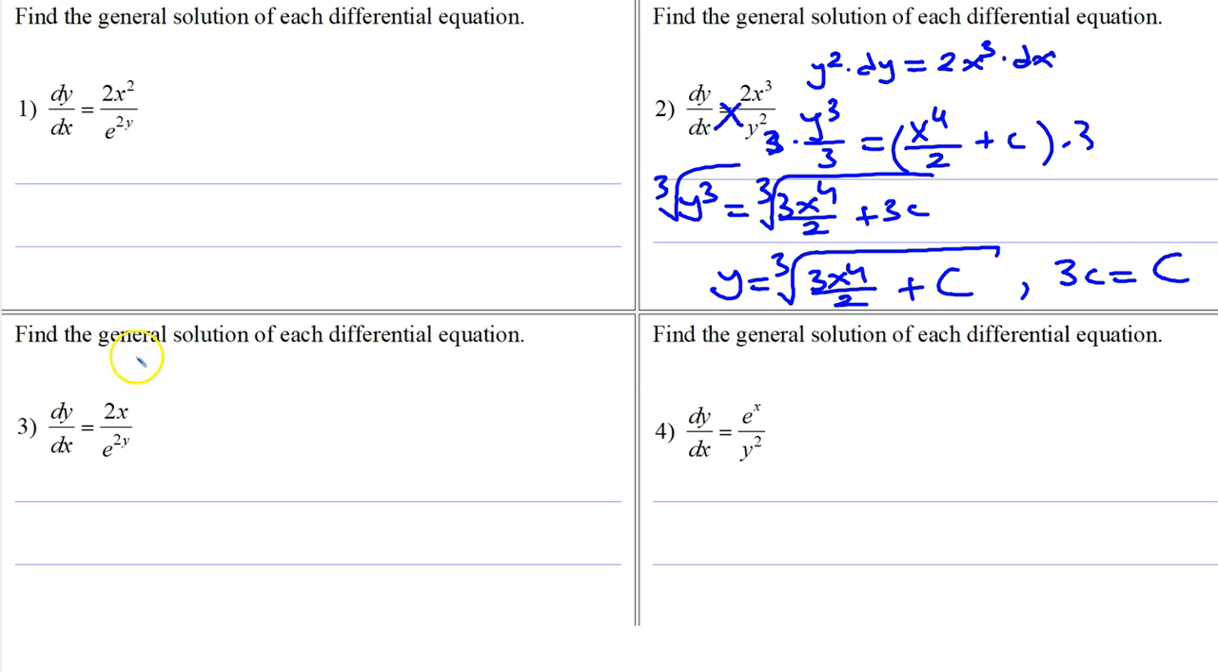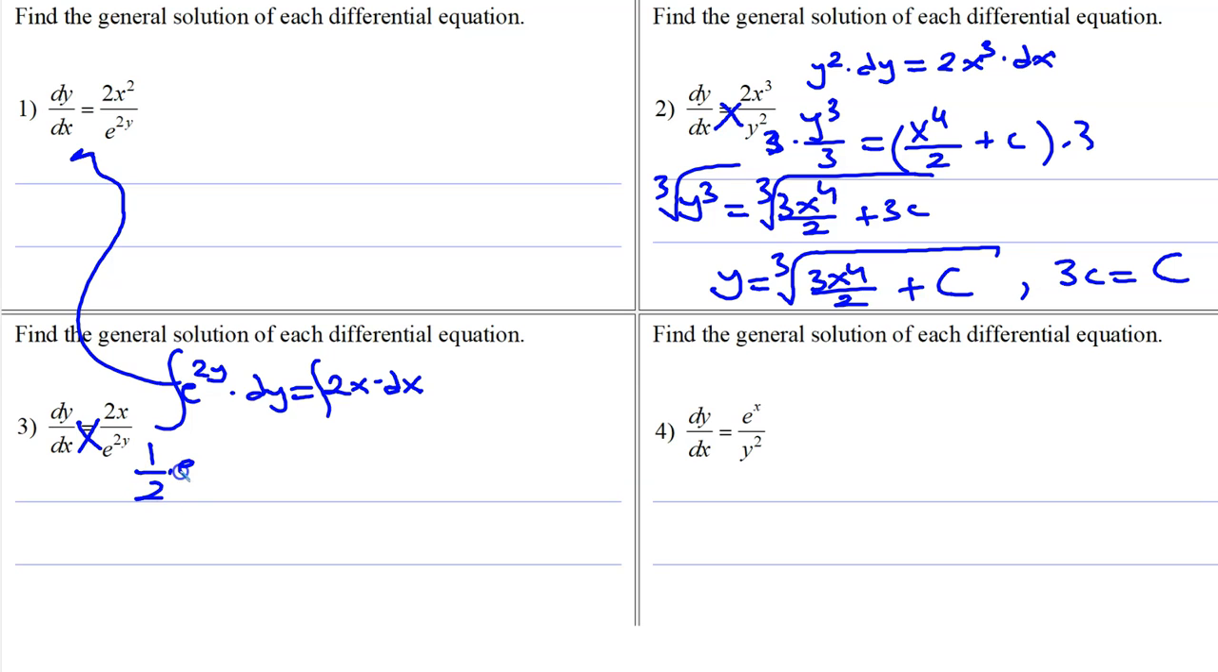Alright, let's move on to the third problem. In this third problem, again, we're going to do cross multiplication, so we get e to the power of 2y times dy is equal to 2x times dx. So basically, we've separated the variables successfully, so we're going to integrate both sides. So this integral, if you remember from the first question, is going to be equal to 1/2 times e to the power of 2y equals just x squared plus c.